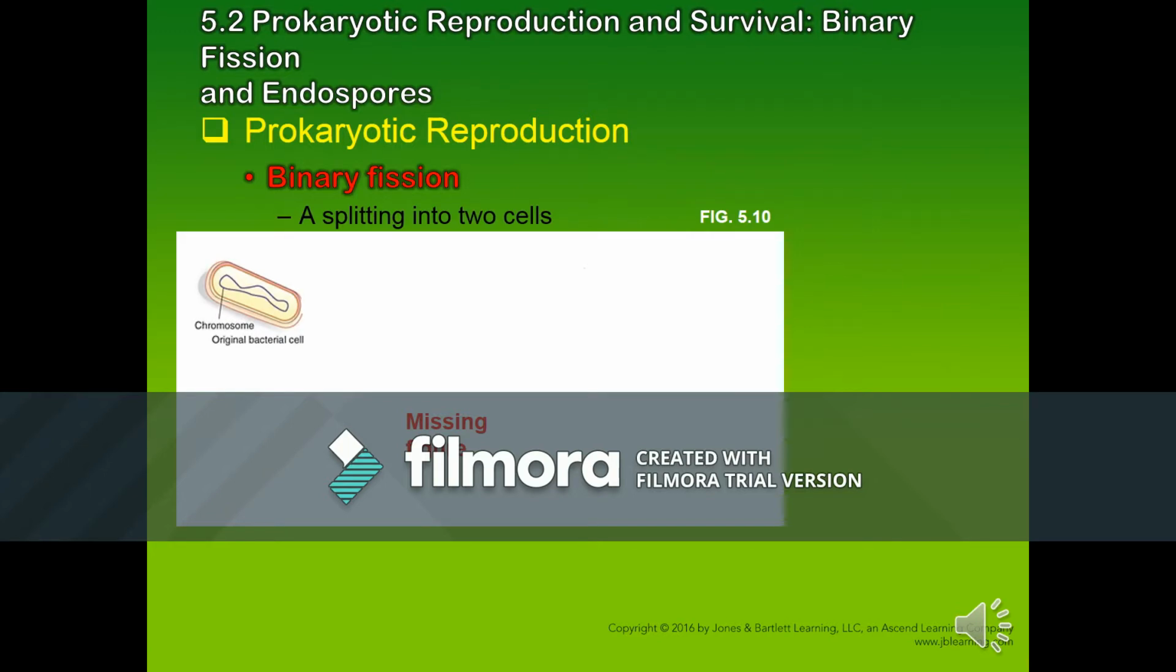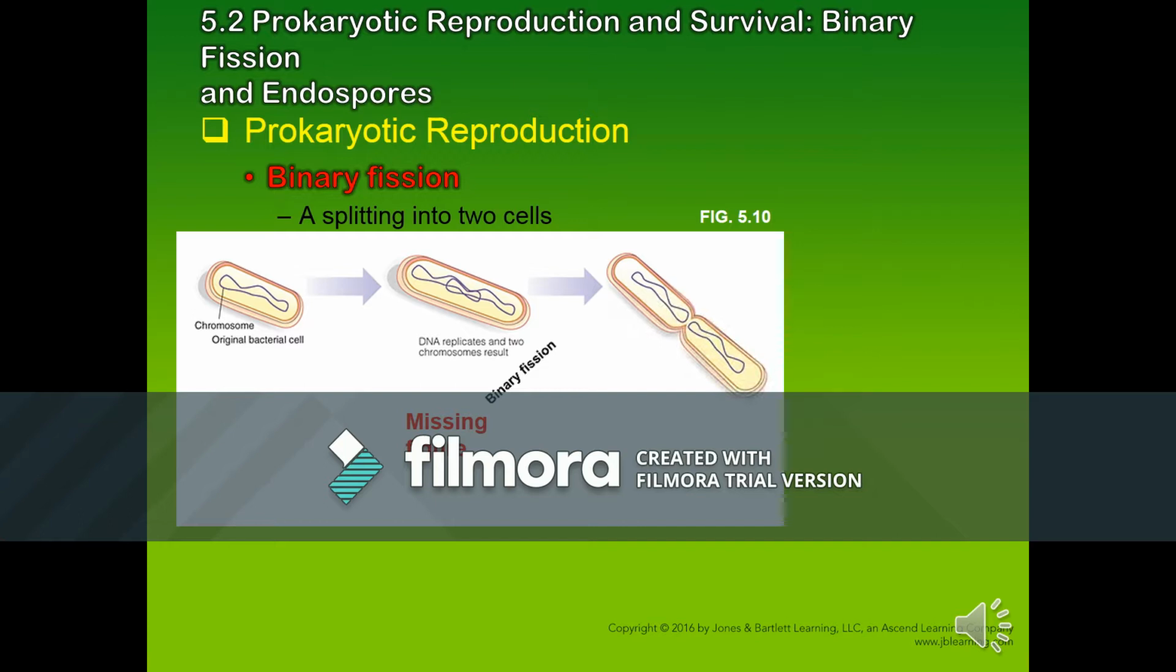So you start with a single cell. And then the cell is going to divide its chromosomes, and then make itself into two cells. Okay, so again, the process of going from one cell to two cells is binary fission.